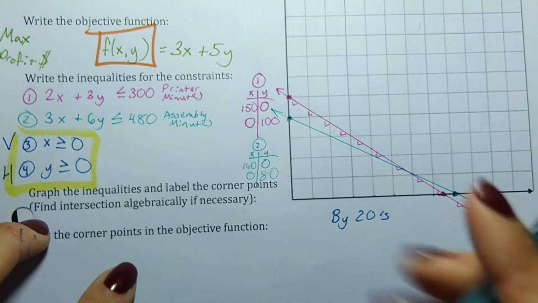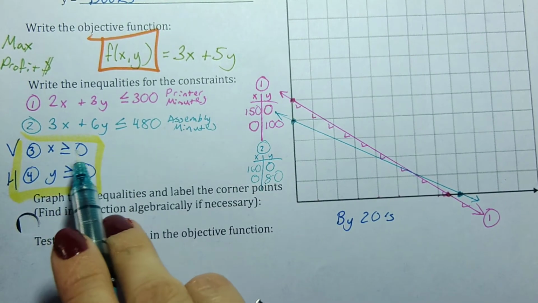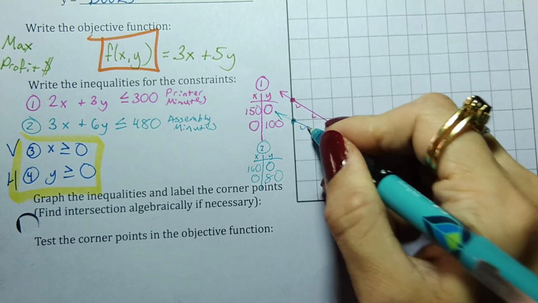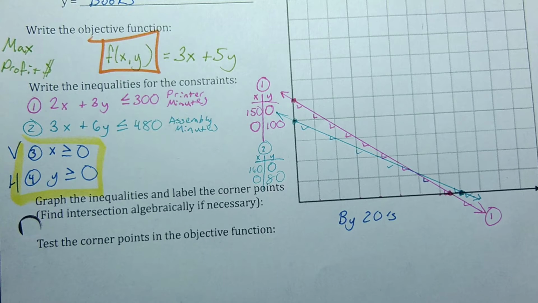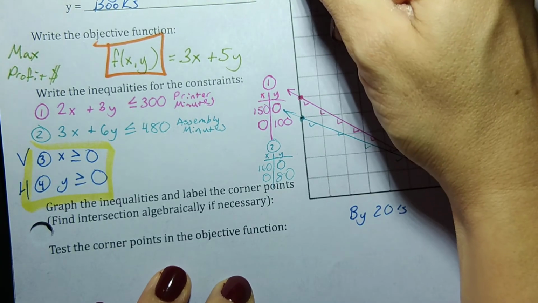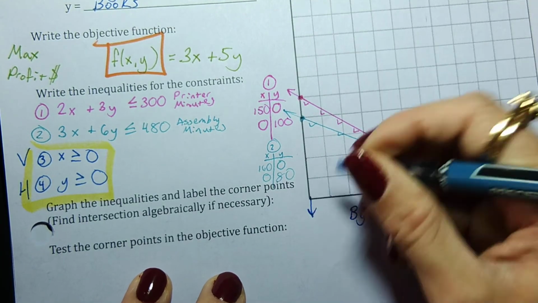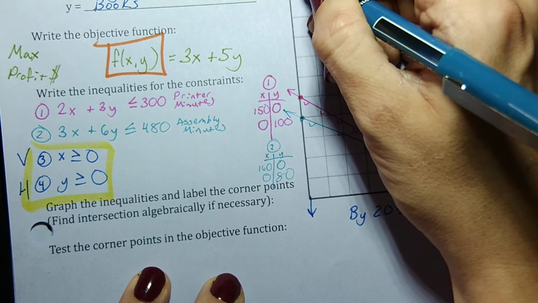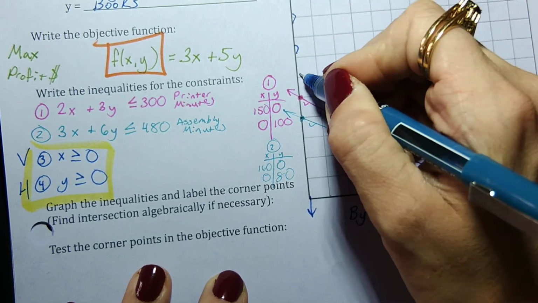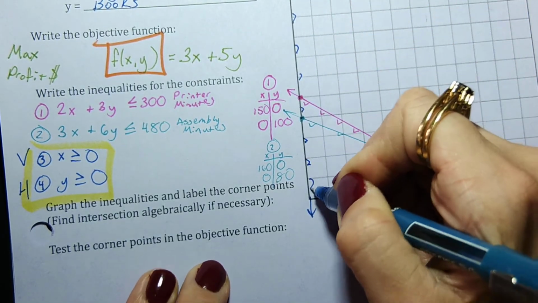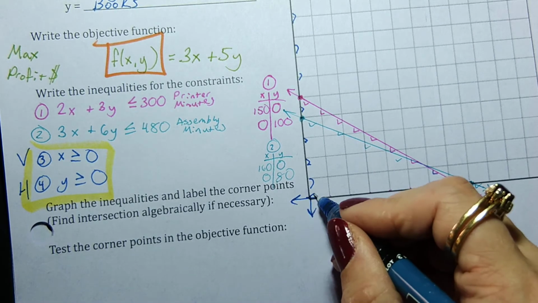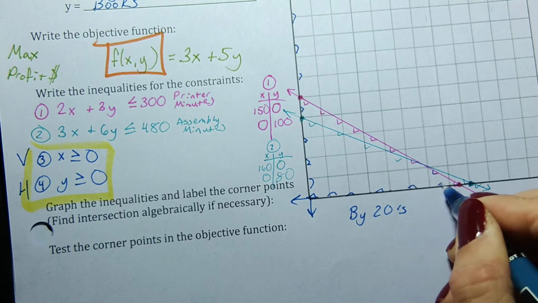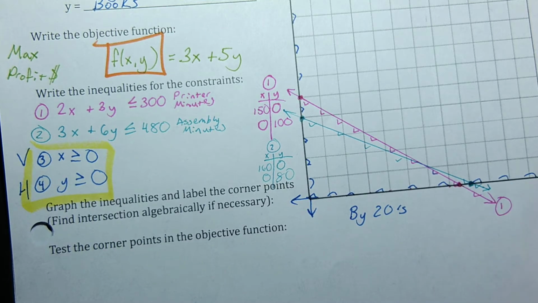Using 0, 0 for a test point is 3 times 0 plus 6 times 0, 0, less than or equal to 480. It sure is. And then a vertical line at 0. Since it's x greater than, we're going to have teeth going to the right. And then y greater than or equal to 0 will be a horizontal line. Teeth going up.